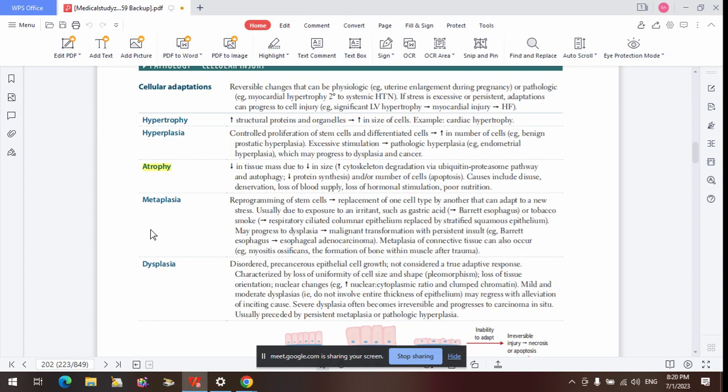So what would they do? The cells of the esophagus will now try to differentiate into the cells of the stomach so that it can handle the acid. So it will now move from stratified squamous to simple columnar. That is a metaplastic change, and we call that Barrett esophagus.